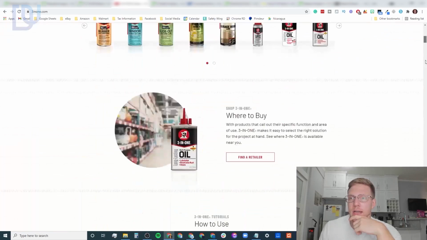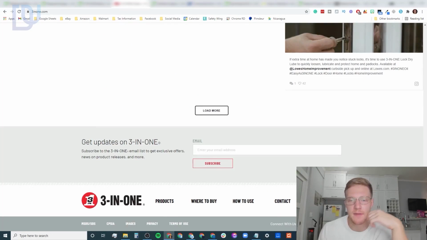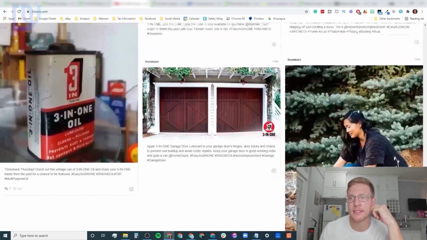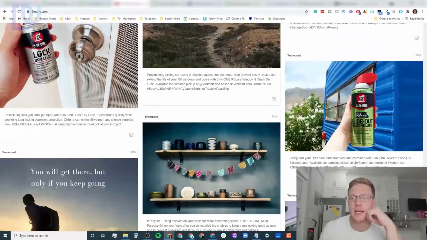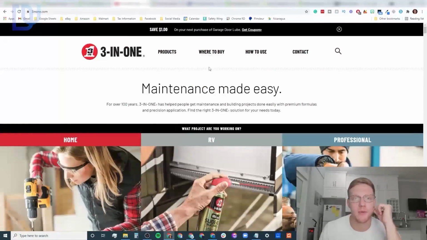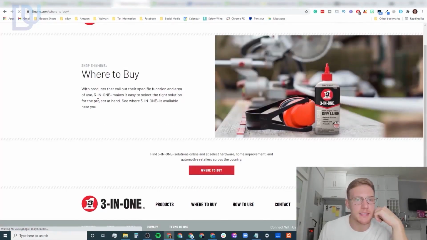We're also going to scroll down to the very bottom of the page, and I have real life examples of it here, that sometimes they have become a dealer or become a distributor or sell our products or something like that. They don't really say that here, but we can scroll back up. And we're going to click on where to buy. At this point in time, it says find solutions online, select hardware improvement, automotive. All right, so we're gonna click where to buy again.